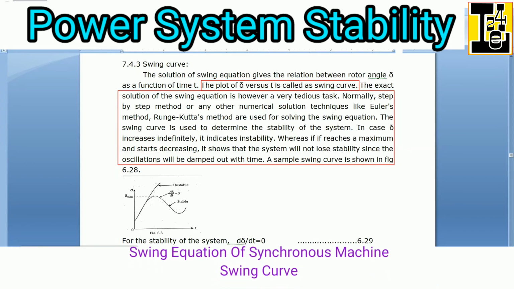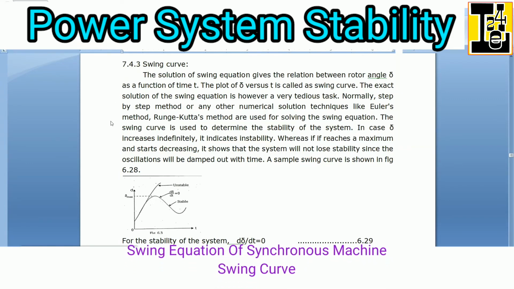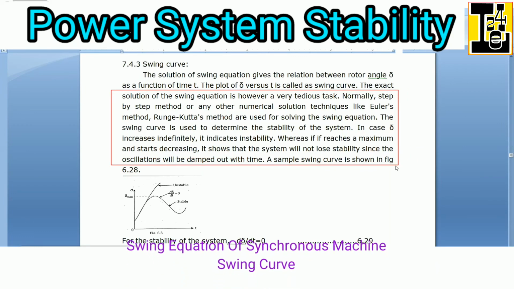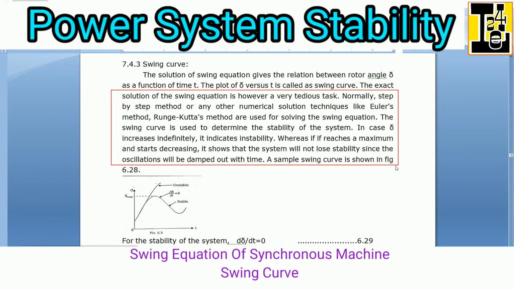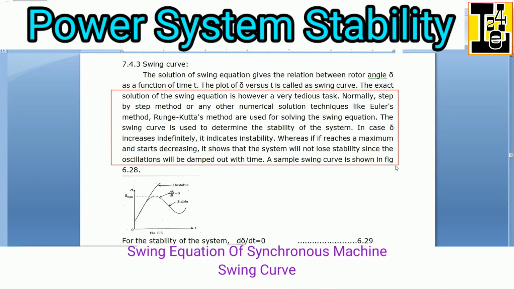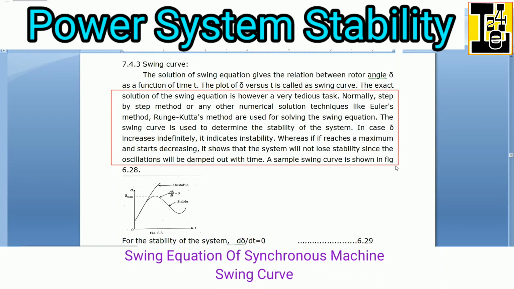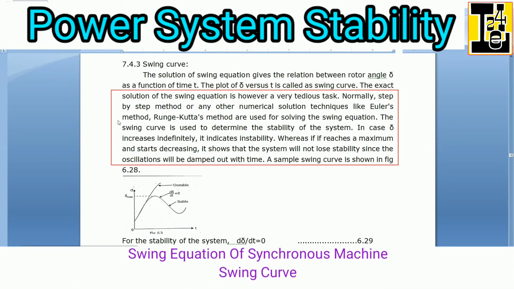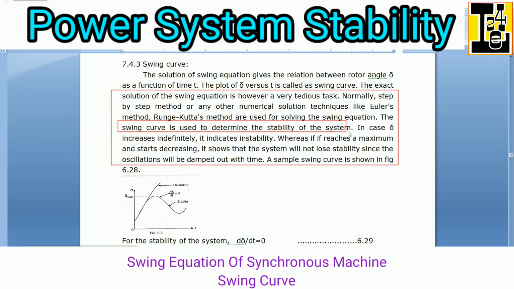Normally, a step-by-step method or any other numerical solution techniques like Euler's method and Runge-Kutta methods are used for solving the swing equation. The swing curve is used to determine the stability of the system. Please remember, it is used to determine the stability of the system.